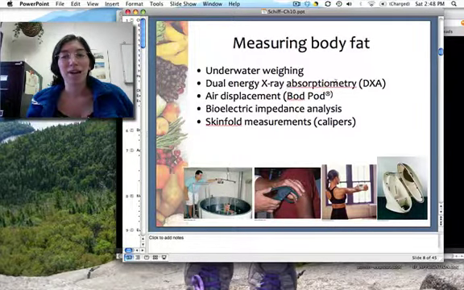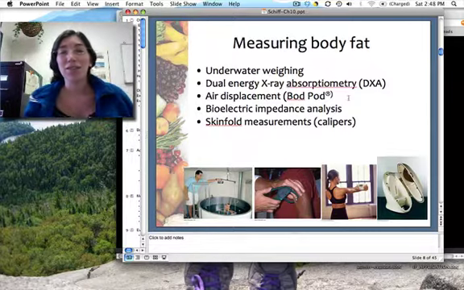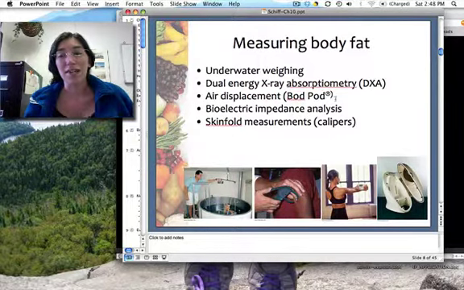Dual energy X-ray absorptiometry and air displacement using a bod pod, okay? These are two methods that use very high-tech, fancy machinery that are pretty much only found in research universities or research labs where they are studying body composition and nutrition. These are not accessible to the average person, but they are very accurate and also probably very expensive. So this is the bod pod here. Essentially, it's the same thing as the water displacement method, except that it's using air displacement instead of water displacement.